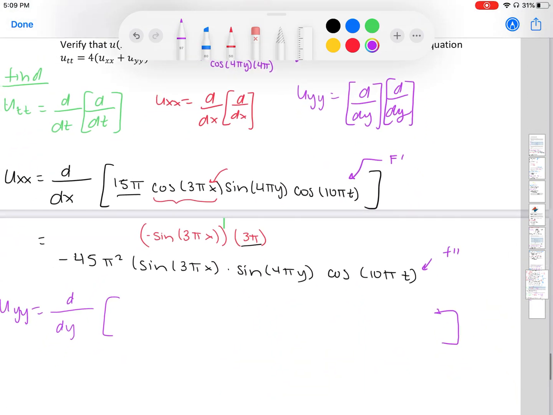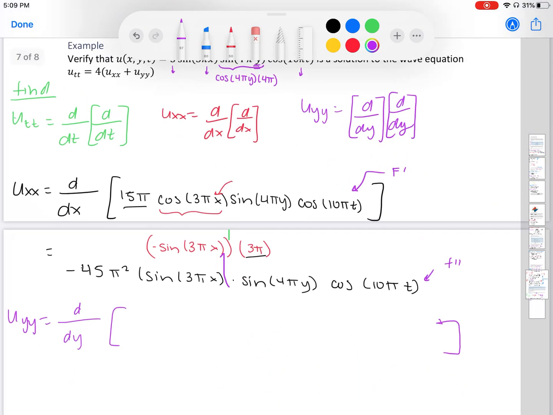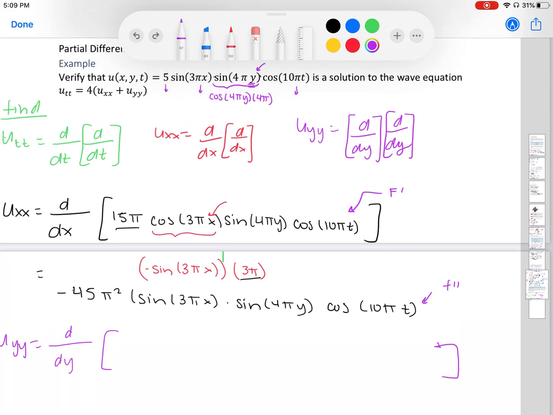So our first derivative is 15 times 5 times 4 is 20, so I have 20 pi of sine 3 pi x times cosine of 4 pi y times cosine of 10 pi t.